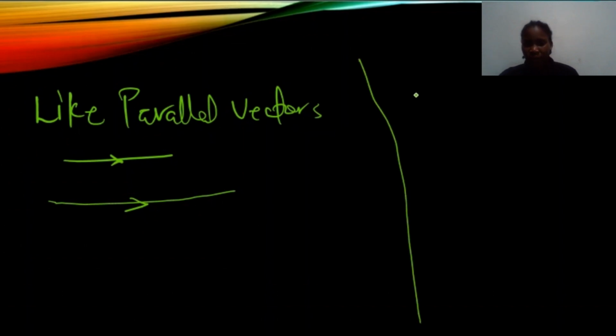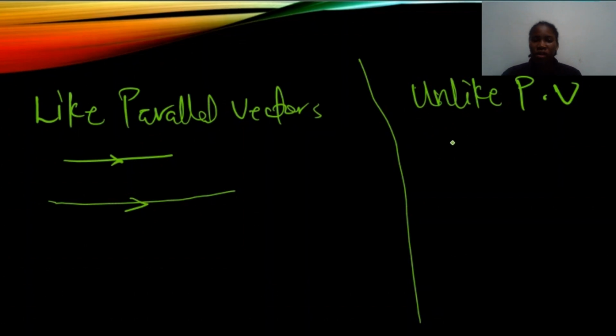And for the unlike, let me say PV, parallel vector. These are parallel vectors that move in opposite directions, so they don't have the same direction. Maybe this is moving like this and this is moving like this. So this is an unlike vector, and their magnitudes are not the same. For like vectors, the magnitudes are not the same, but they have the same direction. For unlike vectors, the magnitudes are not the same, and they have different directions too.